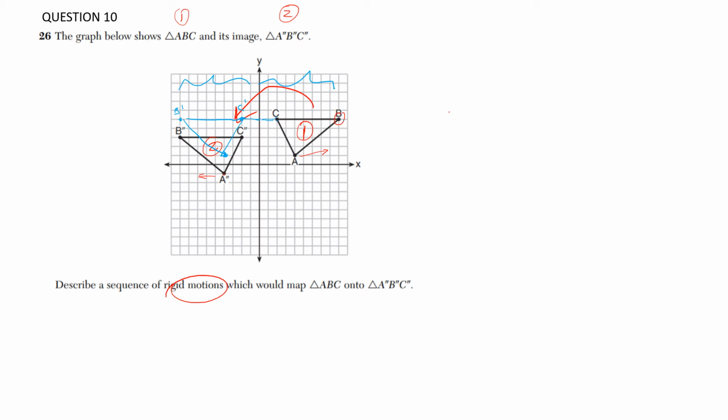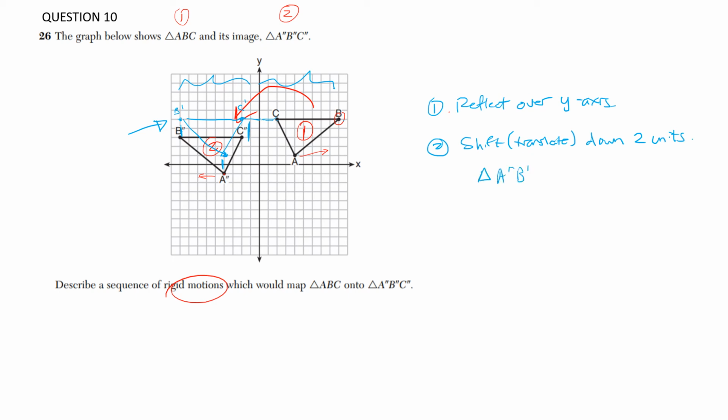From there, we're basically halfway there. We're basically done. You just realize that we're offset by two units, okay? So we just have to shift it down by 2 after that. So that basically means step 1, reflect over the y-axis, okay? And that gives us this one we saw here, this blue triangle. And in step 2, shift or translate down by 2 units. And that will get us that second triangle, A double prime, B double prime, C double prime.